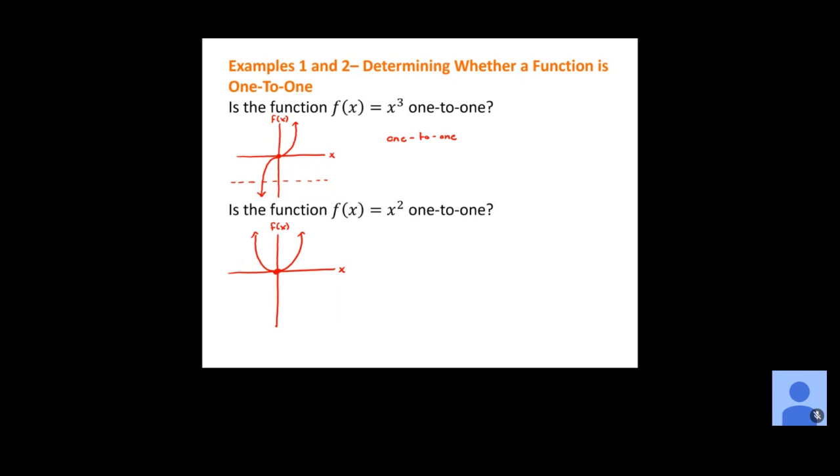Now this time, if I take that horizontal line and I pass it over my curve, notice here, it is going to touch more than 1 point. Okay, so in this case, because it doesn't pass the horizontal line test, we would say that this is not one-to-one. Because I have multiple x values where I get the same y value. So even though x squared is a function, it is not a one-to-one function.